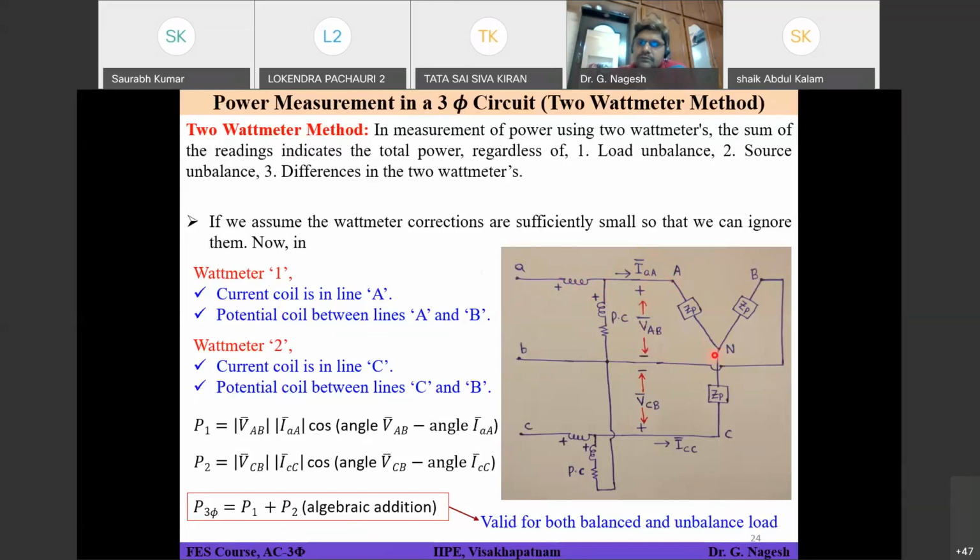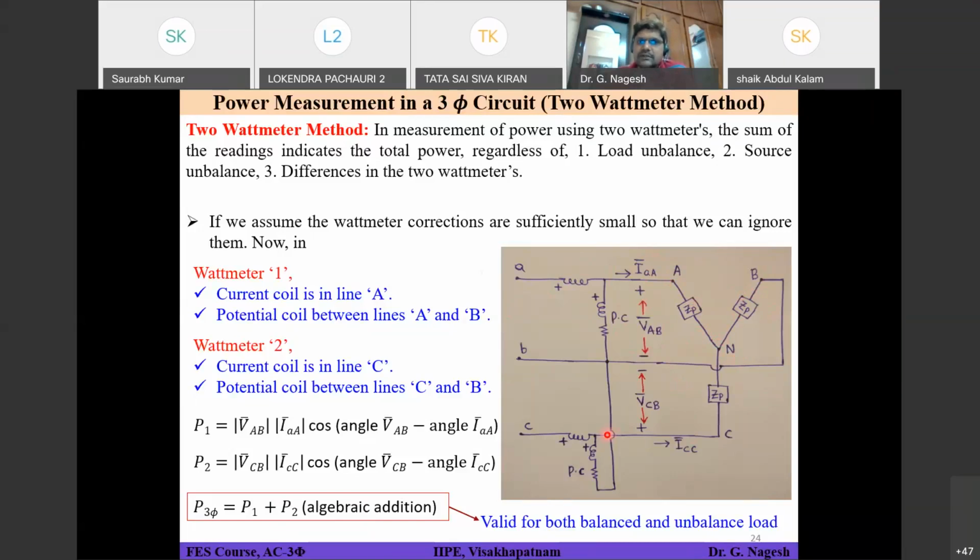The potential coil of wattmeter 2 will be connected between B and neutral. The potential coil of wattmeter 3 will be connected between C and neutral. So in that scenario, you require 3 wattmeters, and the wattmeter 1 reading is nothing but the power consumed by phase A load. Power consumed by phase B load is given by wattmeter W2. Power consumed by phase C load is given by wattmeter W3. So that is the case when you are using 3 wattmeters in your circuit.